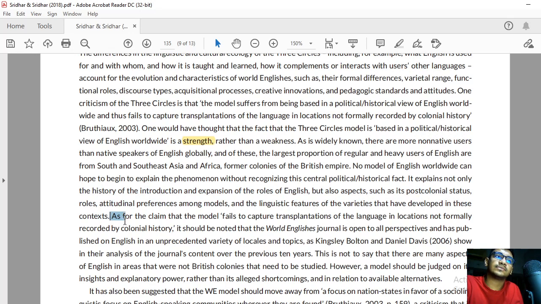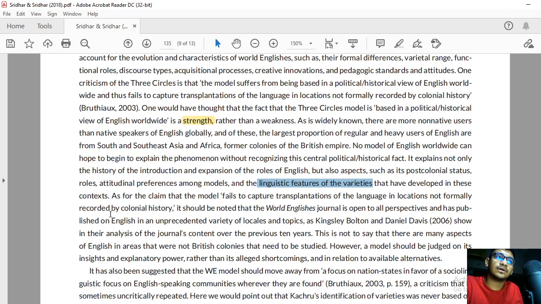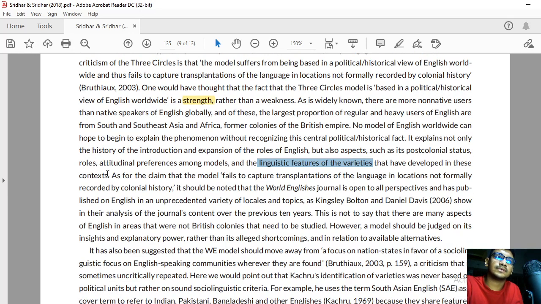The accent is completely unique, but there are of course links to its colonial past, and not only surface level links but also specific links, such as attitudinal preferences among models and the linguistic features of the varieties. So the particular linguistic features that developed in Indian English and Singapore English were also influenced by the politics and the history of its past. History means its past.